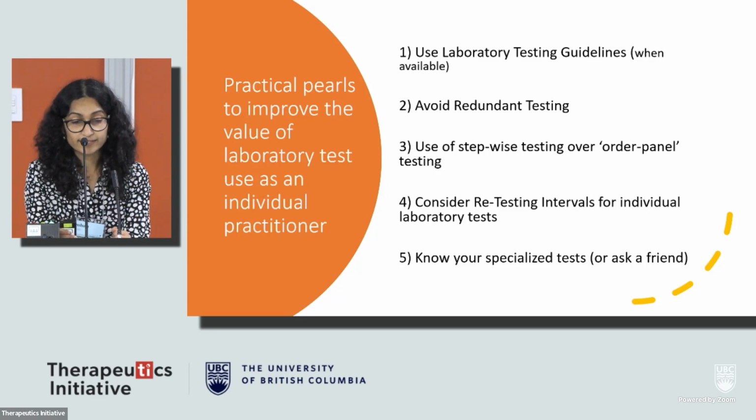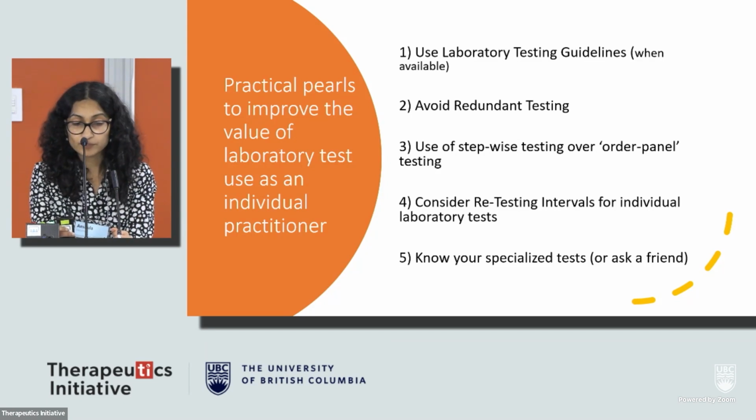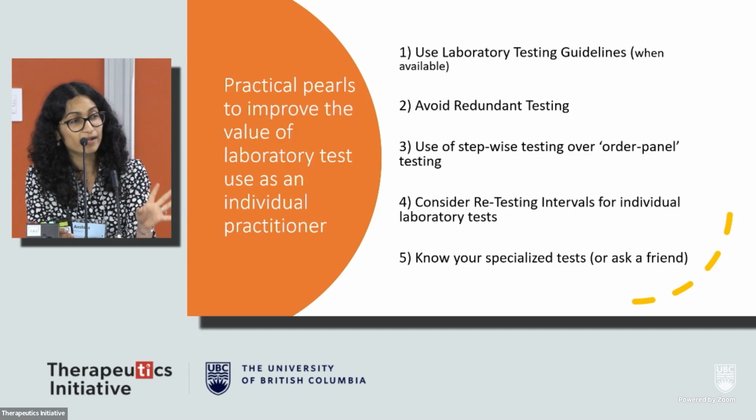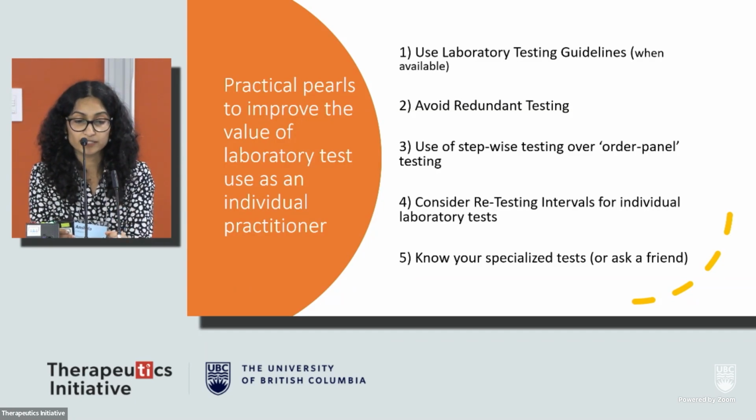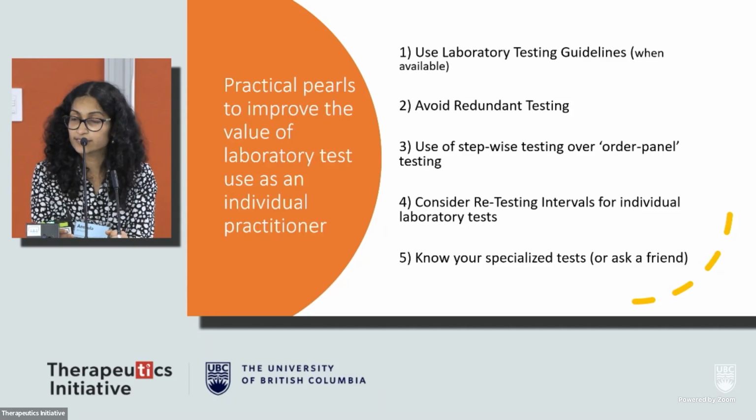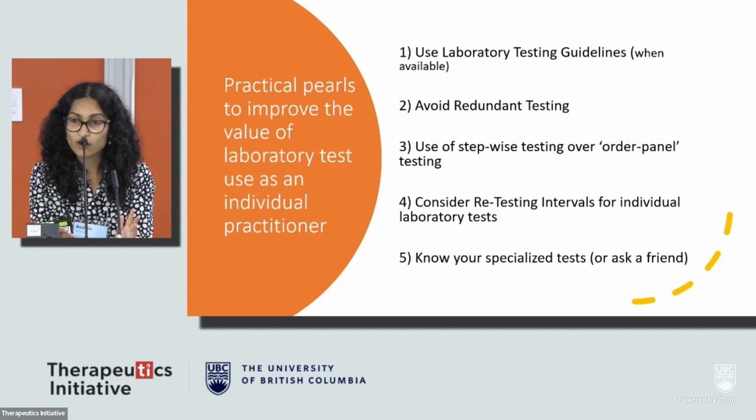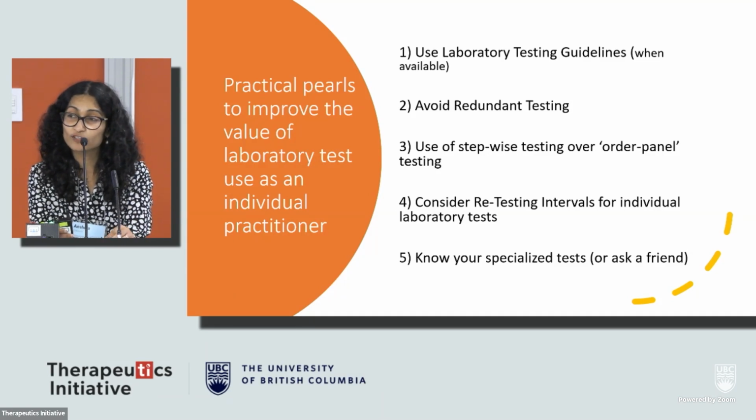Use of stepwise testing over order panel testing, and we'll talk about some examples of that as well. And consider retesting intervals for individual lab tests. So once you have a lab test and its result, really think about when that needs to be repeated. And also knowing your specialized tests. There's lots of specialized antibodies, hormones. When do you test? When do you call a friend? When is it actually cheaper and less time consuming to call a friend and ask whether or not this test should be applied, versus just going ahead and ordering it and then having to deal with the consequences?